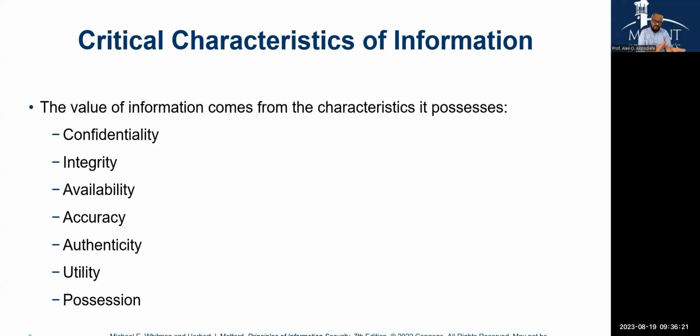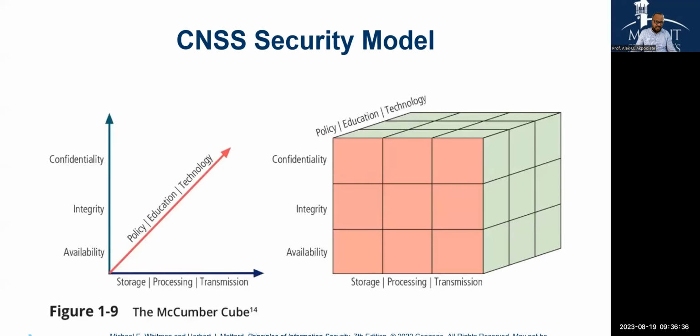Now the critical characteristics of information, right? When I'm looking at my information, I want to see: is it confidential? Does it have integrity? Is it available? Is it accurate? What about authenticity? And then the utility, and of course the possession of that information, right? So see here, this is called the McCumber cube, or MCOMBA cube, right?